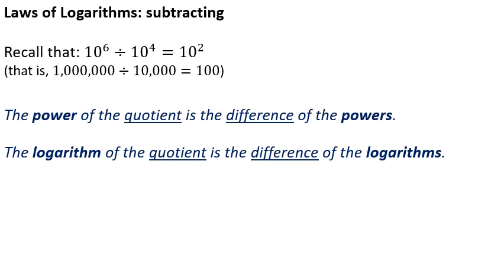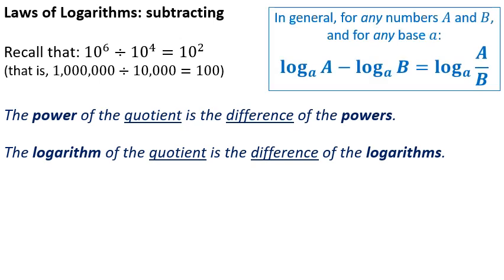And therefore we can say the logarithm of the quotient is the difference of the logarithms. The easiest way to say this and to remember it is probably in the algebraic form. And if you look carefully, you'll see this kind of makes sense. If you add a logarithm, well, that's just like multiplying inside the logarithm. And so if you're subtracting logarithms, that translates to a division inside the logarithm.